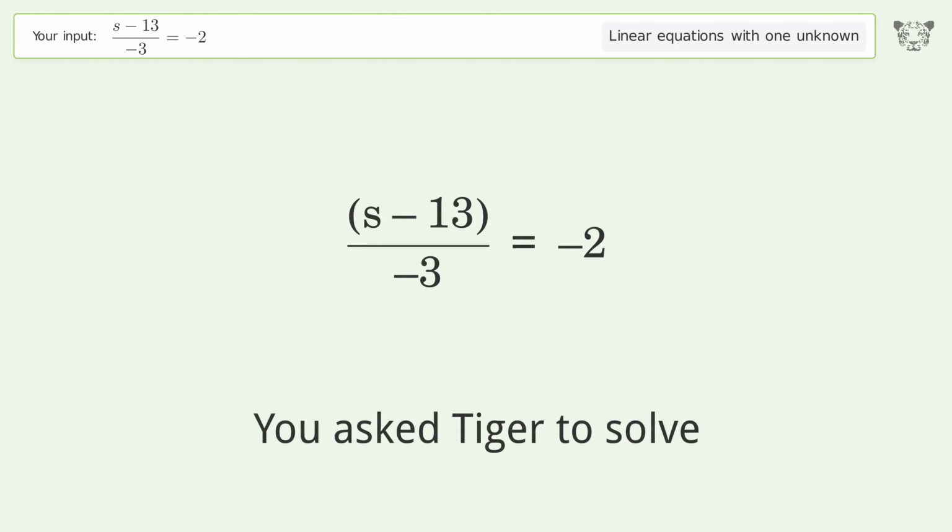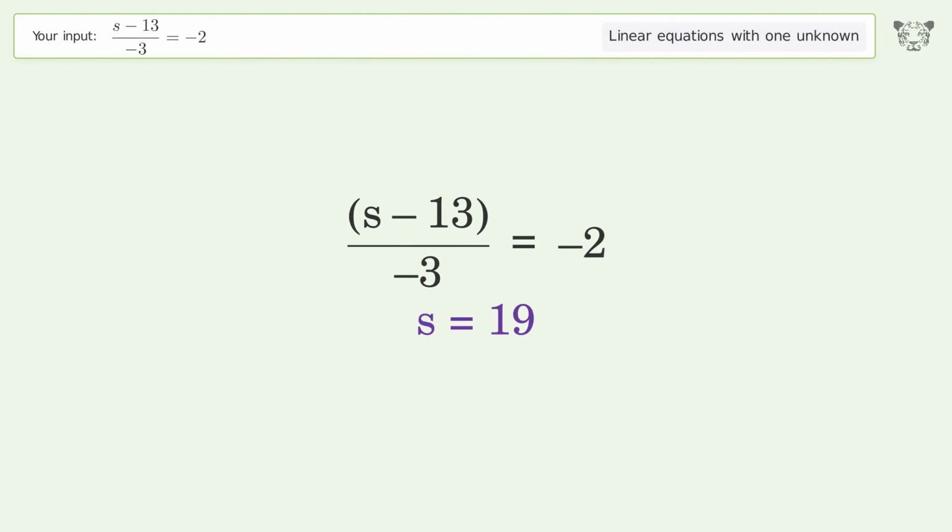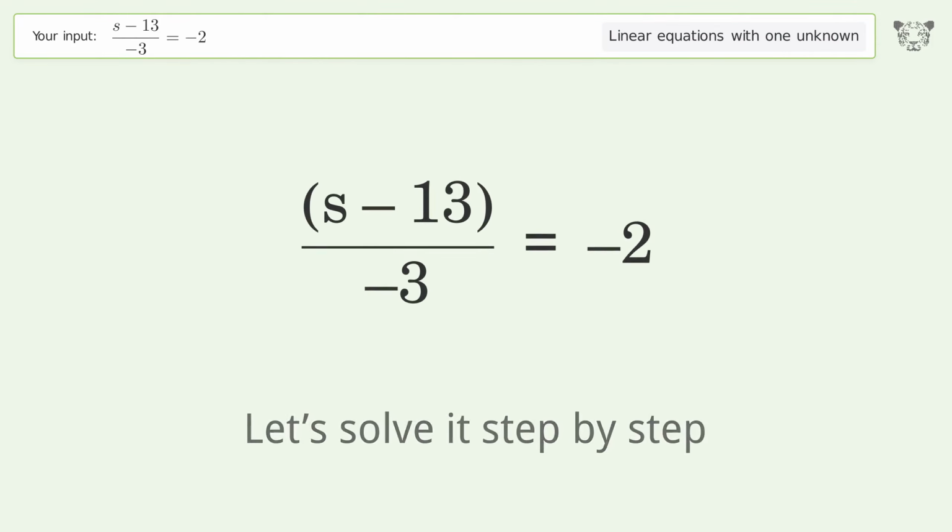You ask Tiger to solve this. It deals with linear equations with one unknown. The final result is s equals 19. Let's solve it step by step.